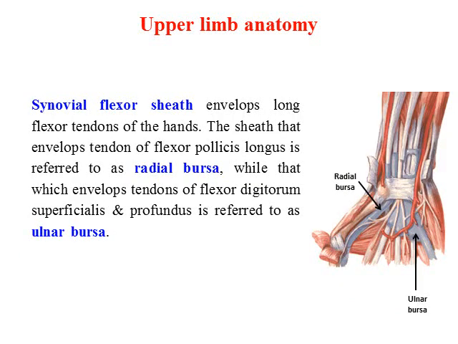Synovial flexor sheaths. These envelop the long flexor tendons of the fingers of the hand, and the sheath that envelops the tendon of flexor pollicis longus is referred to as radial bursa, while the sheath that envelops the tendons of flexor digitorum superficialis and profundus is referred to as ulnar bursa.